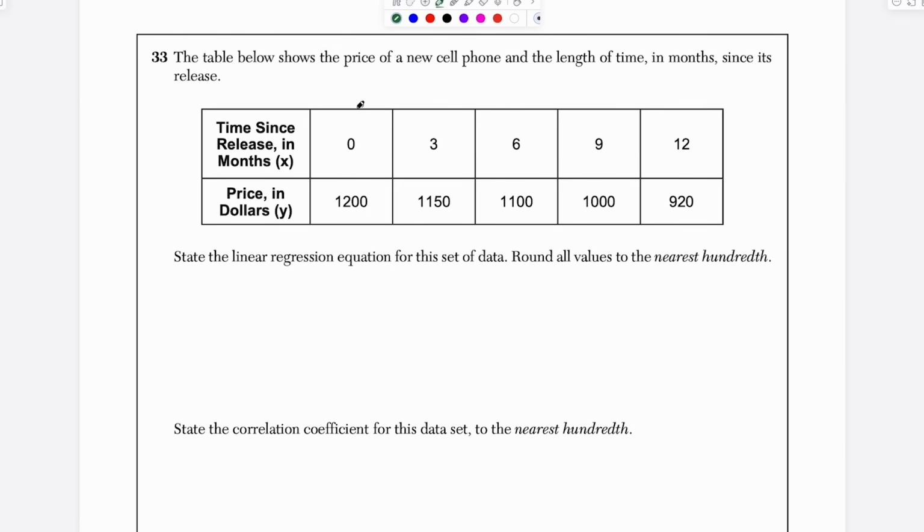Question 33: the table below shows the price of a new cell phone and the length of time in months since its release. So we have this table here. We have time since release in months, X, and then the price in dollars is represented by Y. The first thing we have to do is state the linear regression equation for this set of data, and we're going to round all values to the nearest hundredth.